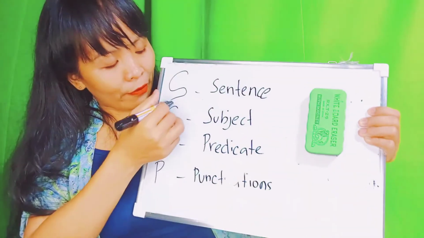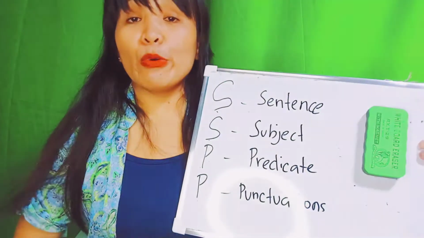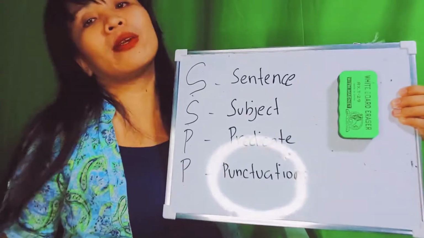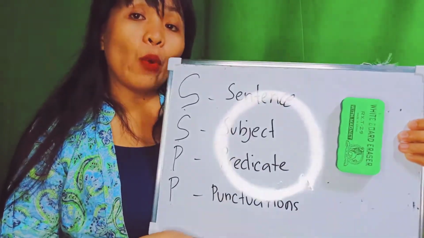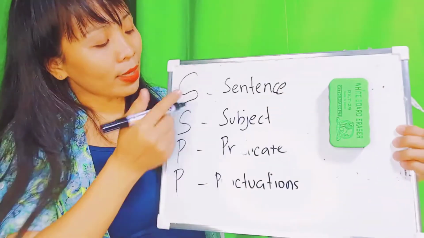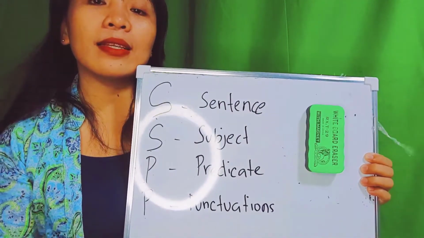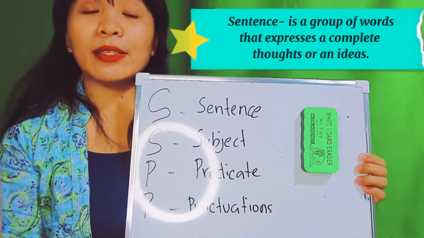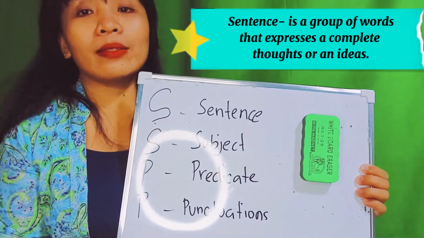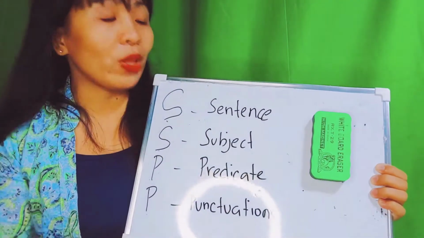So we have here SSPP, which are the most important letters that we should always remember when we want to make sure that we can write correct sentences. So S here, guys, stands for sentence. Per definition, a sentence is a group of words that expresses a complete thought or an idea. Okay, what do I mean by that?